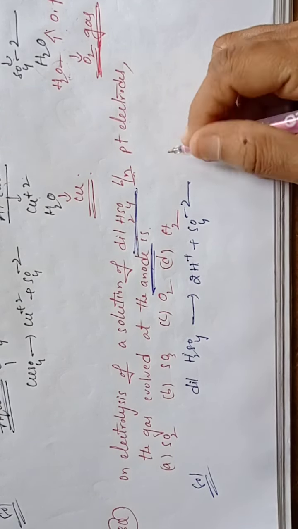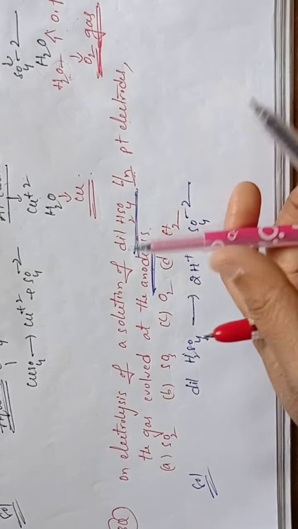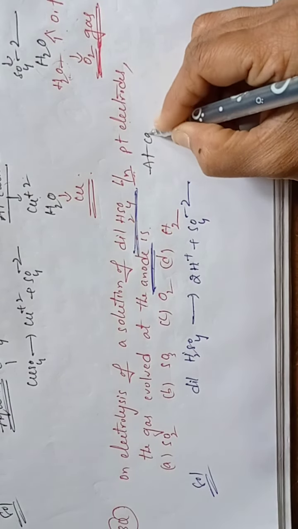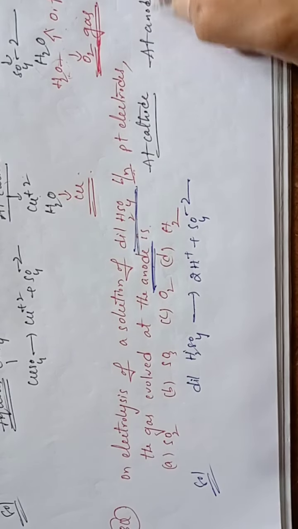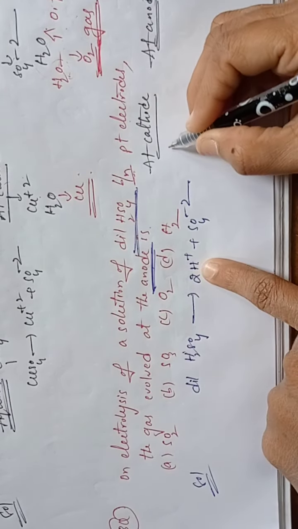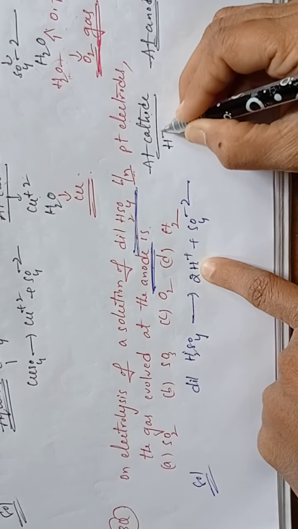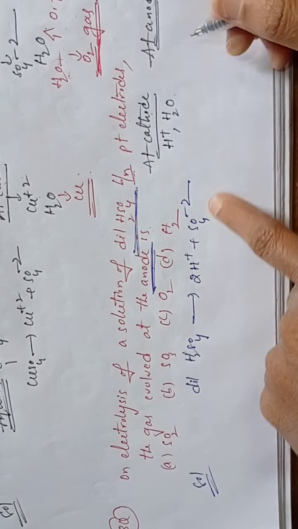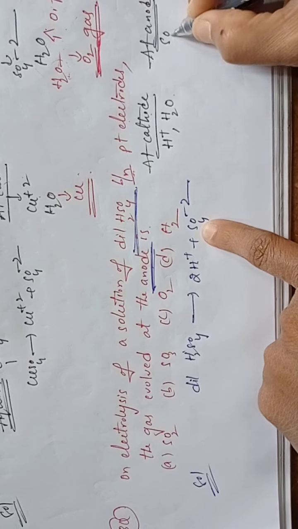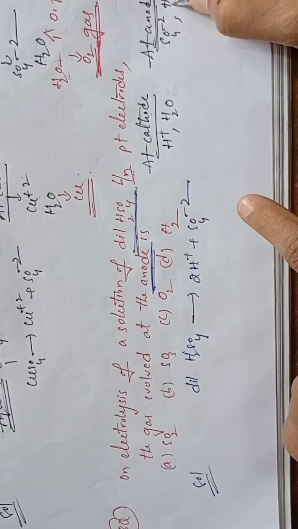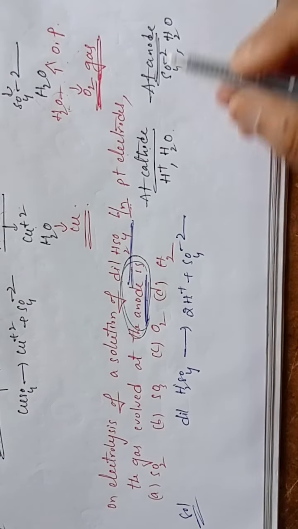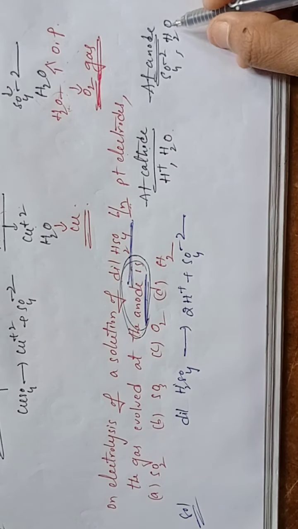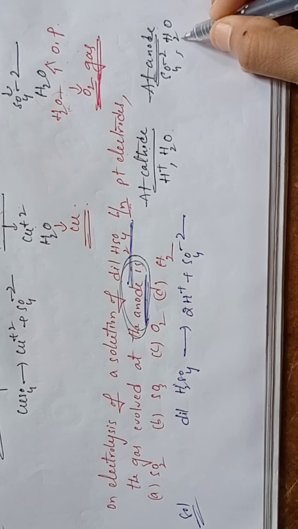Now take cathode and anode here. At cathode, which ions will be there? Cations are moving towards cathode. So H plus ion and water. And at anode, which ions? SO4 minus 2 and, since it is aqueous, water. So that's why I am taking water. Now they are asking the question only about anode. So at anode, which gas? At anode, an oxidation reaction takes place.